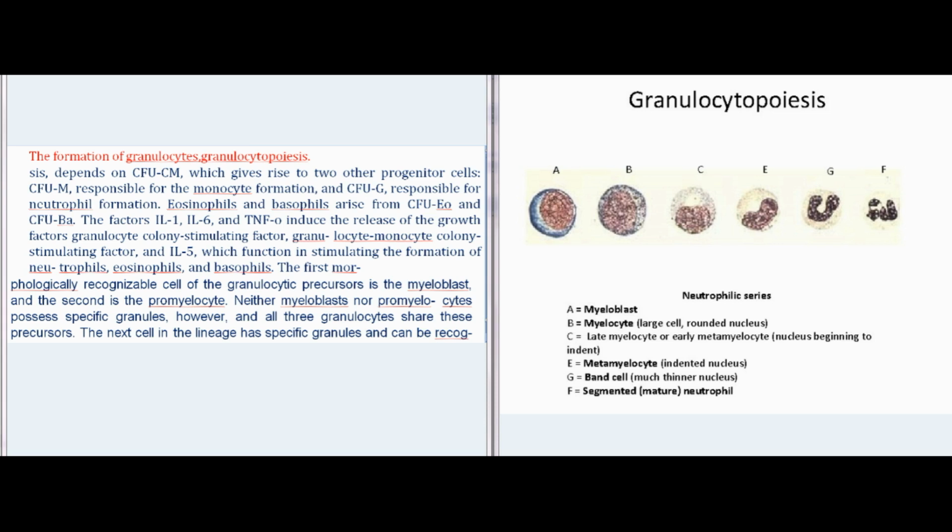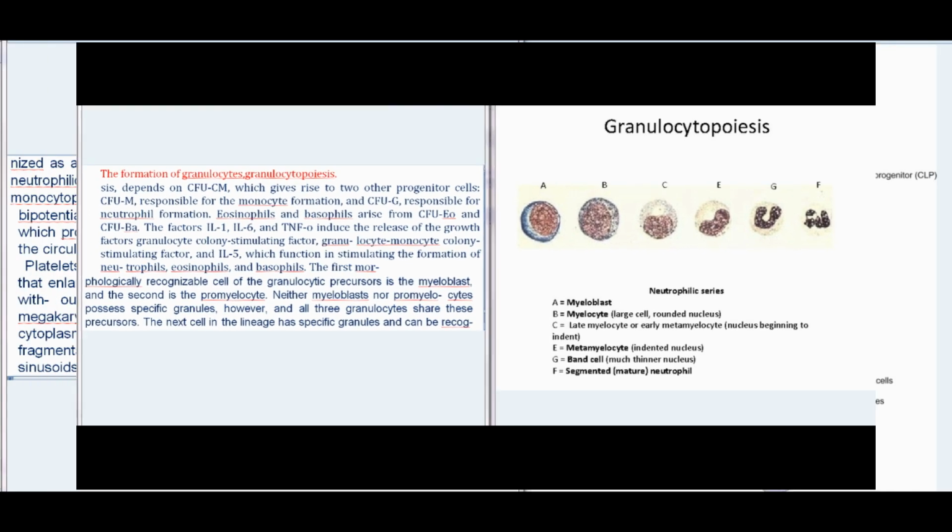The formation of granulocytes, granulocytopoiesis, depends on CFU-GM, which gives rise to two other progenitor cells, CFU-M, responsible for monocyte formation, and CFU-G, responsible for neutrophil formation. Eosinophils and basophils arise from CFU-Eo and CFU-Ba. The factors IL-1, IL-6, and TNF-alpha induce the release of the growth factors granulocyte colony-stimulating factor, granulocyte-monocyte colony-stimulating factor, and IL-5, which function in stimulating the formation of neutrophils, eosinophils, and basophils.